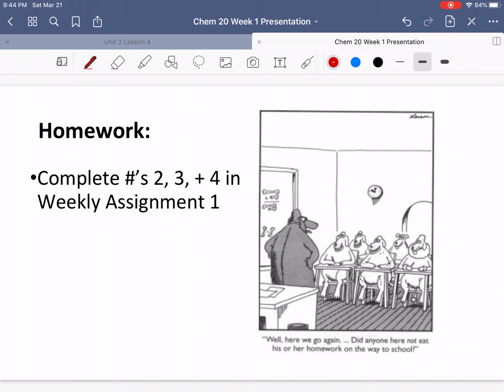All right, last bit. Today I remembered this is your homework, please, to go with this podcast. On that weekly assignment, you should complete number 2, 3, and 4. And you have the capability now to do so.